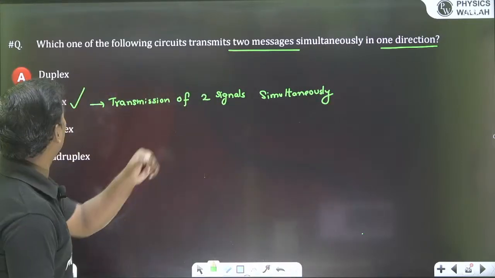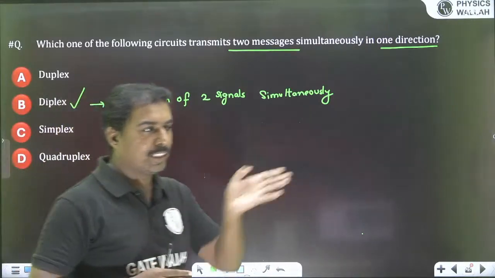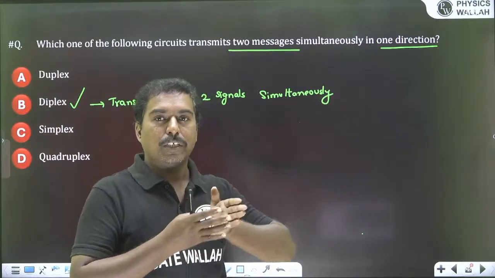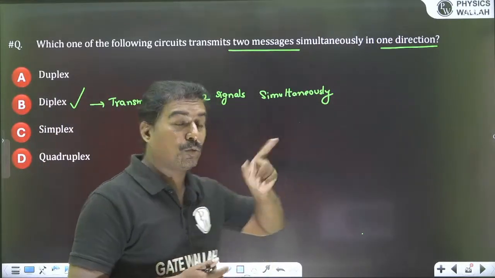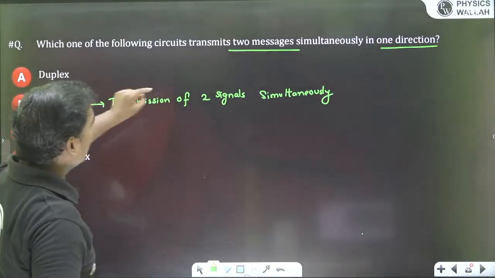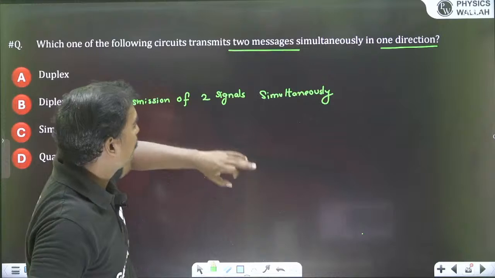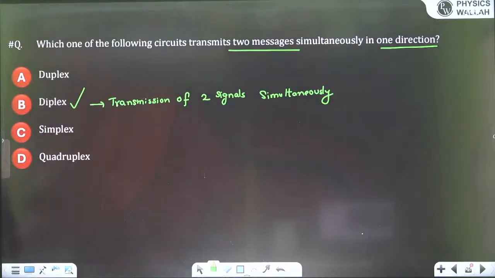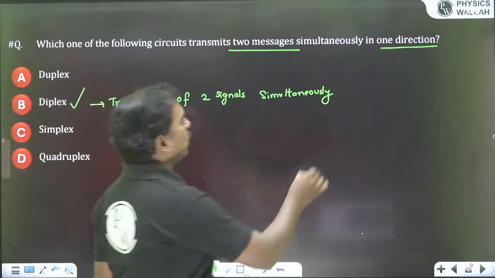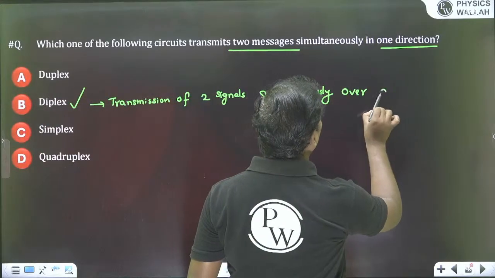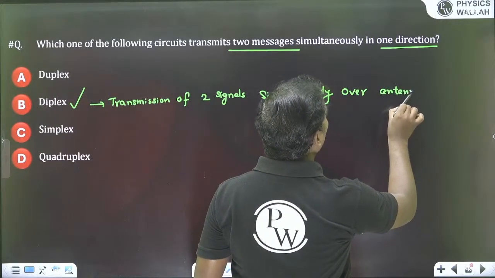This is one direction. Duplex means two direction. It can send and it can receive. But what is being asked? Transmission of two messages simultaneously in one direction. Very, very good question. It is transmission of two signals simultaneously over a single antenna. This is used in telecommunication. So please note down, my dear.